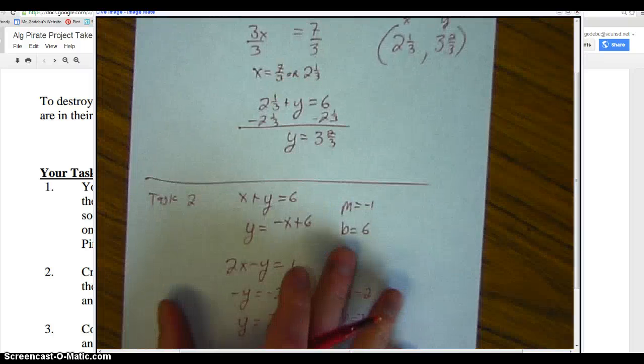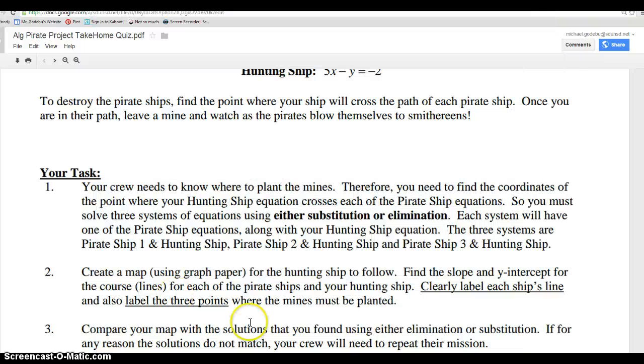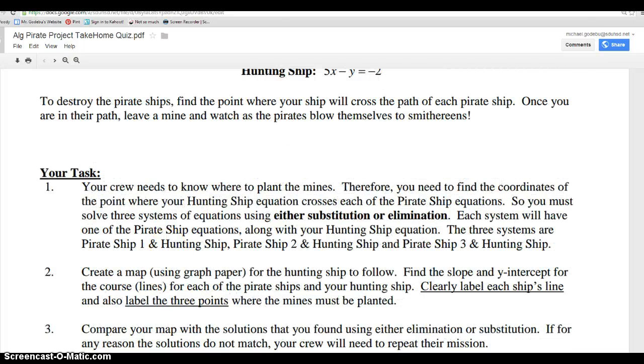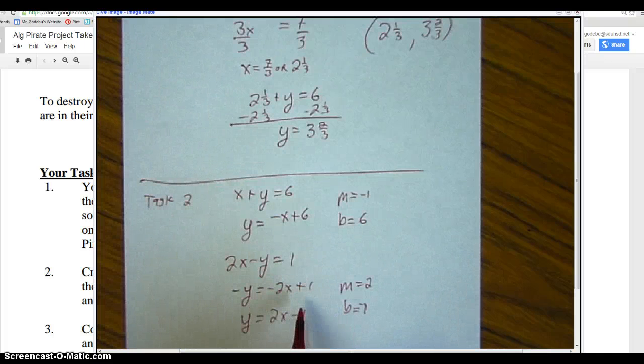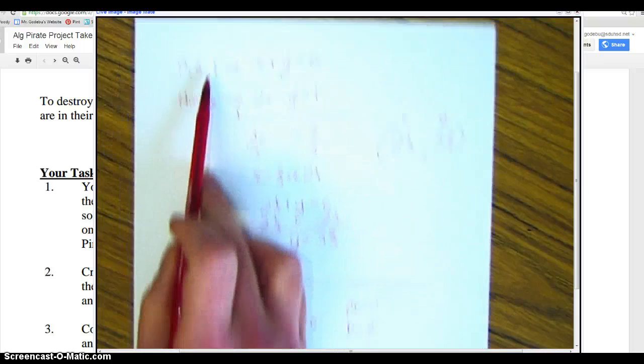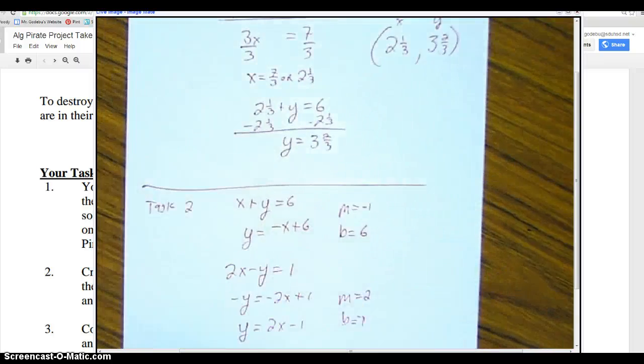So now I have all the information I need to do task 2. You're essentially going to graph the lines, the hunting ship and the pirate ship, on the same map, all of them. Now again, I only did one of them. You're going to have to do it for the hunting ship and all 3 pirate ships. So it's going to give you a total of 4 lines.